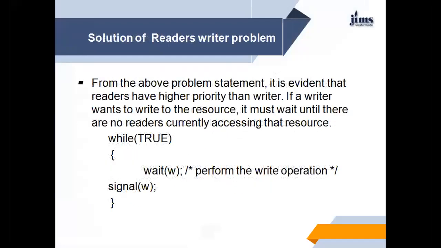From the above problem statement, it is evident that the readers have higher priority than the writer. If a writer wants to write to the resource, it must wait until there are no readers currently accessing that resource. So: while true, wait(W), then perform the write operation. The writer will have to wait until it gets the signal, that is, until the readers have finished their execution.